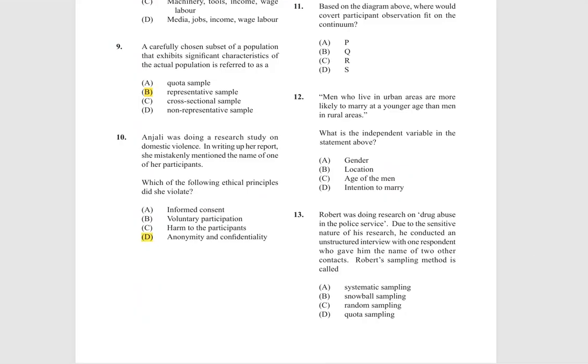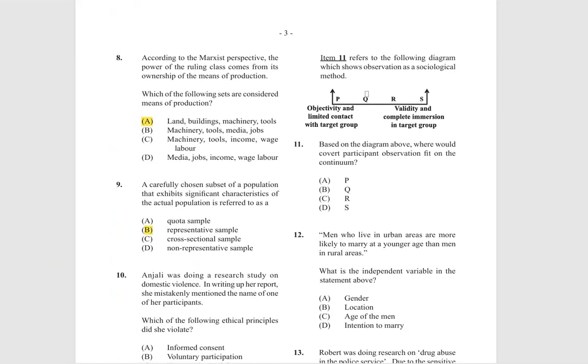Number 11, we're looking at the diagram which shows observation as a sociological method, right? Based on the diagram above, where would you covert participant observation fit on the continuum? So we have objectivity and limited contact with the target group. And then here we have validity and complete immersion in the target group. So what you would have to ask yourself is, what is covert participation?